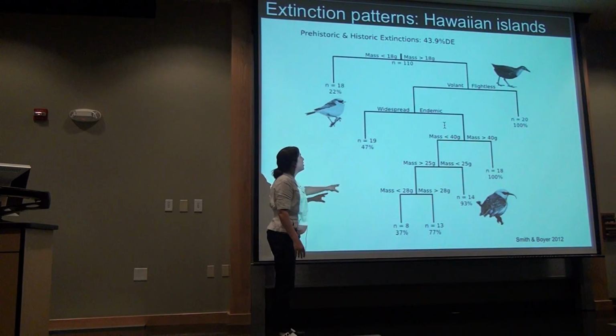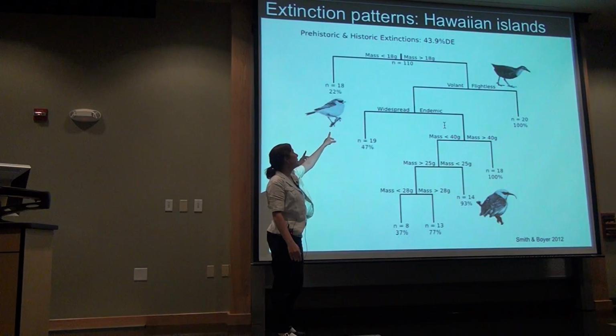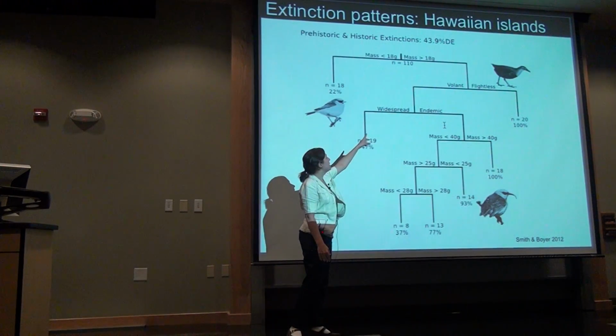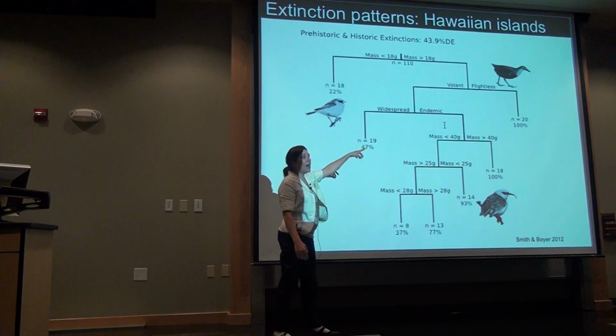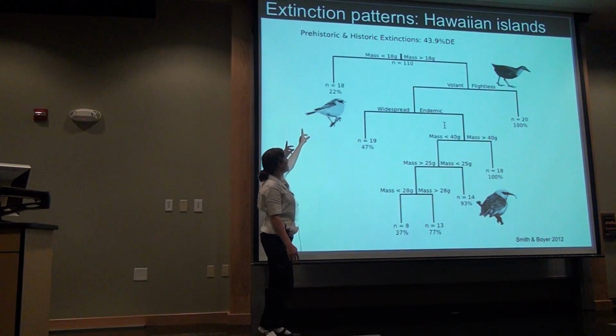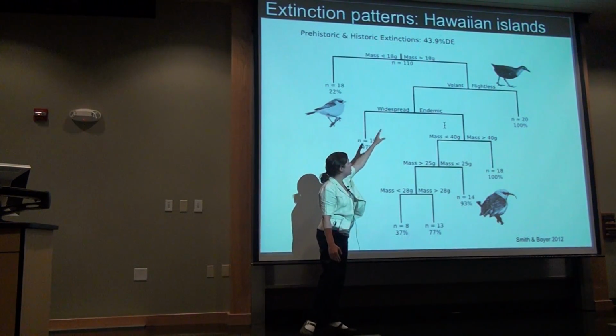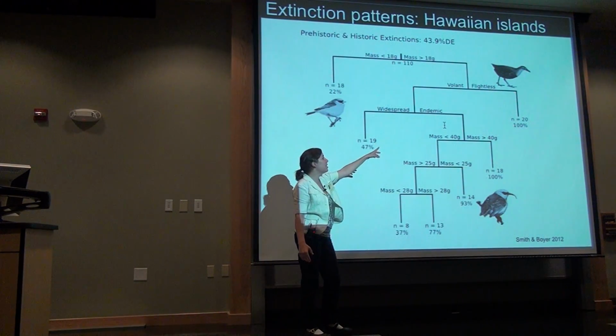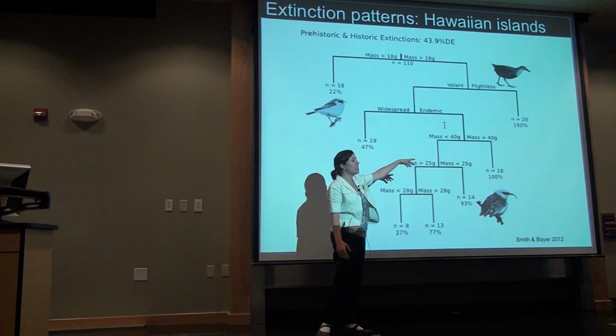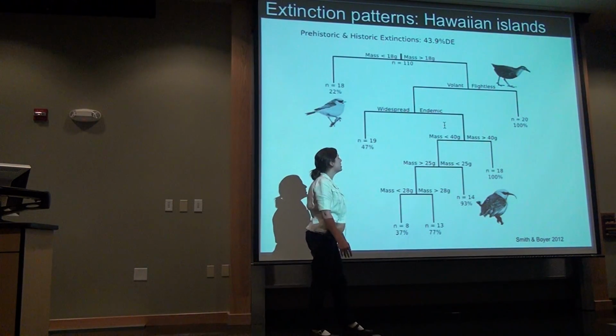And this is based on factors such as body mass, where the larger species over to the right were at higher risk, and the smaller species had about 22% extinction. And then if you follow the larger species down, you can see flightless ones were more likely to go extinct. In fact, all the flightless species died.